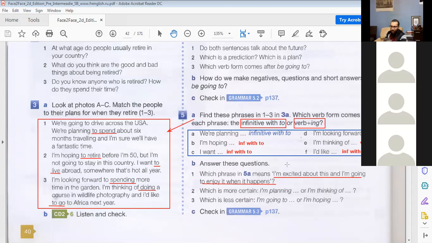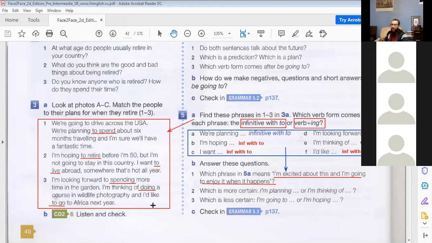I am hoping. Sorry. This one. Does one of them give this meaning? I'm excited about this and I'm going to enjoy it when it happens. I'm looking forward to spending more time in the garden. What do you think? I'm excited. I'd like.